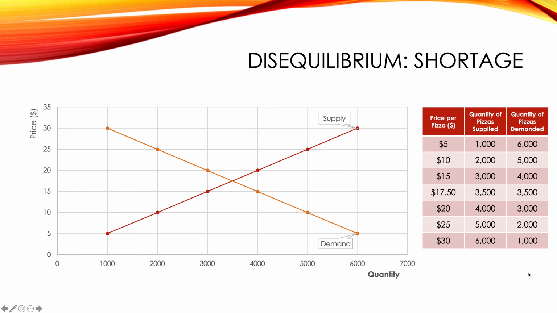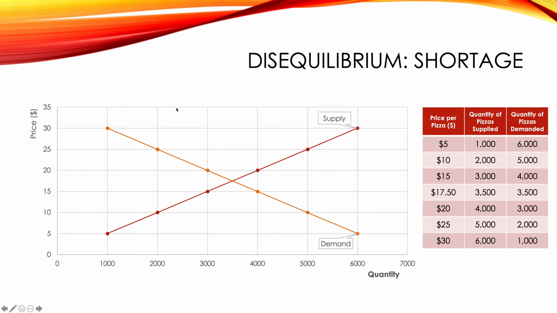So in previous videos, we talked about the market equilibrium price being $17.50. X marks the spot. Right there is where we'll find $17.50. But again, we're going to imagine a situation of disequilibrium. In a previous video, we talked about what a surplus looks like. In this video, I'm going to talk about what a shortage looks like.